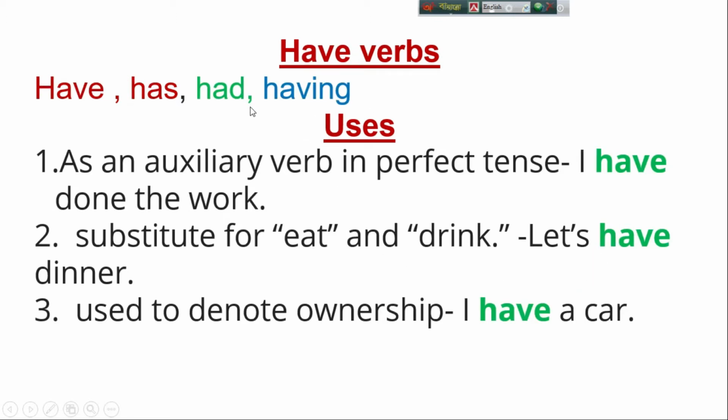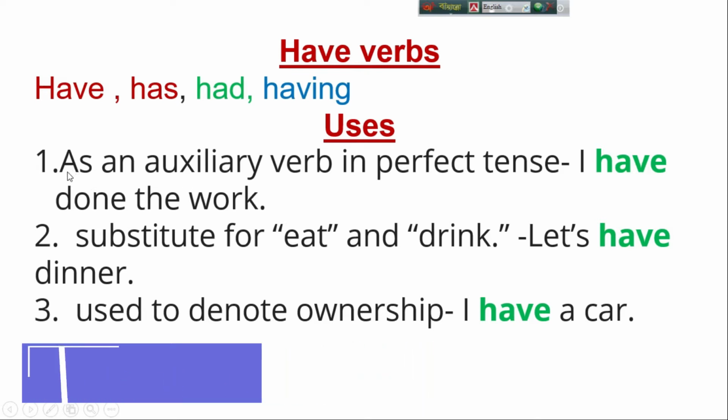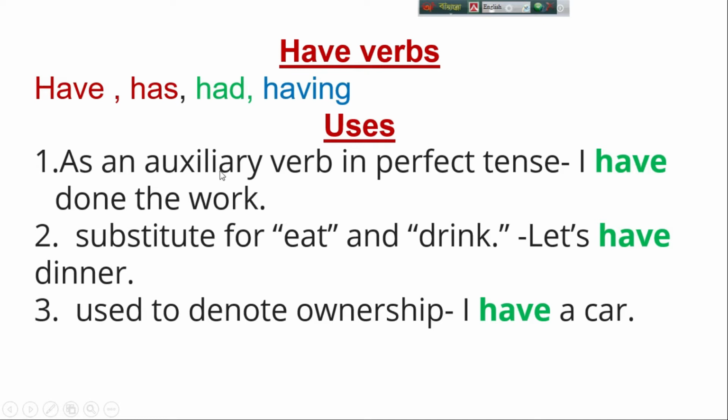Have verbs. Have verbs are have, has, had, and having. Here have and has are the present form. Had is the past and past participle form, and having is the present participle form. Uses of the have verb. Number 1. Have verb is used as an auxiliary verb in perfect tense. For example, I have done the work. Here have is the auxiliary verb. It helps the main verb to make it perfect form.